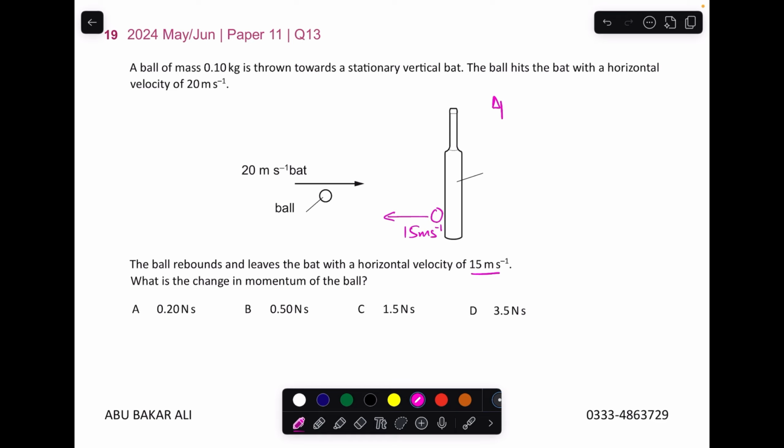We know change in momentum is mv minus mu. The mass of the ball is 0.1. If you take this direction as positive, the other will be taken as negative. It's a convention, you can take it the other way around as well. So it is 0.1 times 15 minus 0.1 times minus 20. This will give you 3.5 newton second. This is option D.